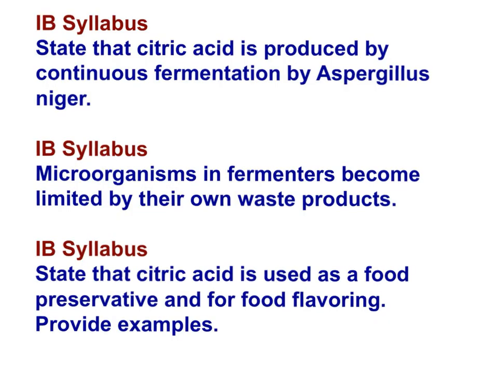These IB syllabus statements should feel comfortable. State that citric acid is produced by continuous fermentation by Aspergillus niger. Microorganisms in fermenters become limited by their own waste products.